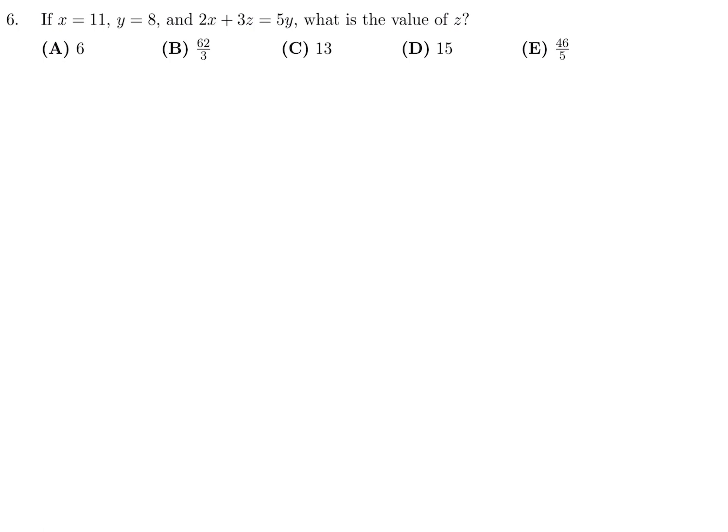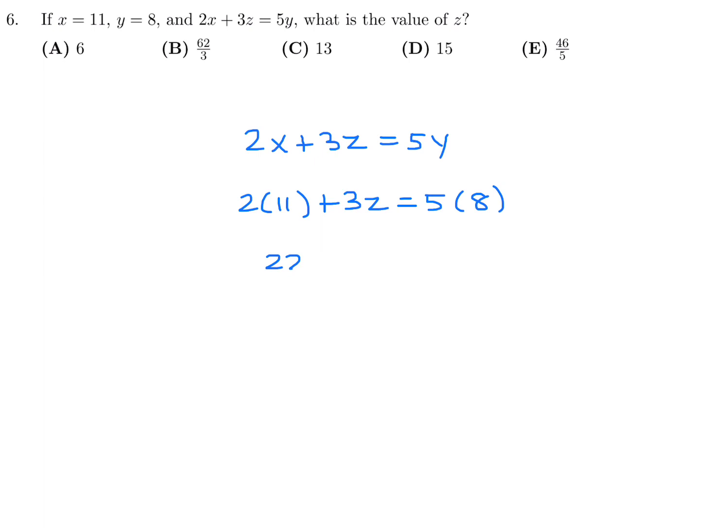If x is equal to 11 and y is equal to 8, 2x plus 3z is equal to 5y. What is the value of z? All right, no problem. Plug these values in. 2 times 11 plus 3 times z is equal to 5 times 8. 22 plus 3z is equal to 40. 3z therefore is equal to 18, and z is 6. Number 6, the answer is 6, and that's choice A.